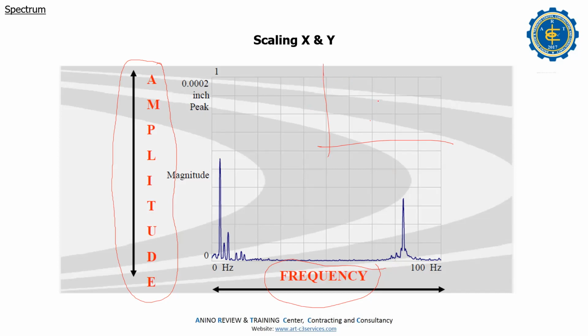Electrical problem. Line frequency, sir. If you have an electrical problem, you will have a graph of line frequency. It will occur at 50 hertz, 100 hertz, 150 hertz. Then there is a problem in the air gap between the stator and the rotor.